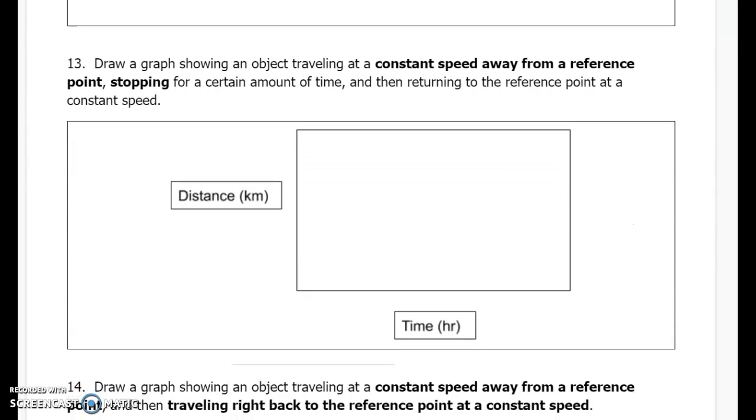The next two will ask you to draw a graph. The first graph you will draw is an object traveling at a constant speed away from a reference point, stopping for a certain amount of time, and then returning to the reference point at a constant speed. For this one, we already gave you the distance in kilometers and time in hours.